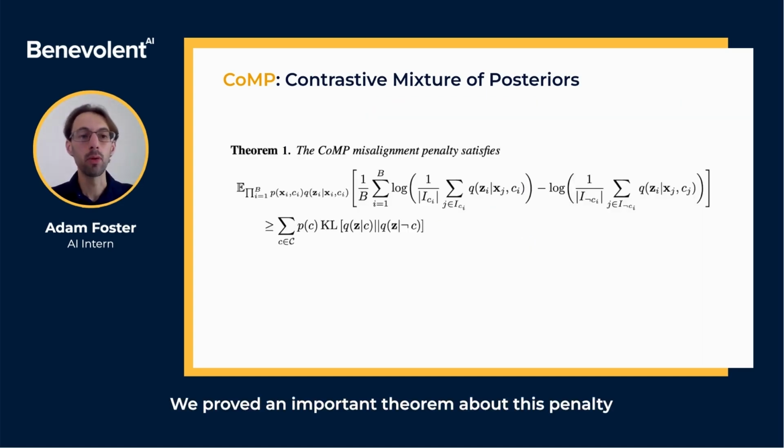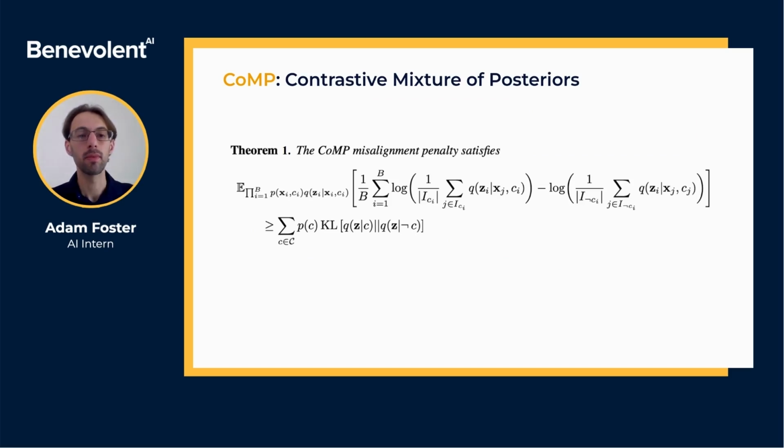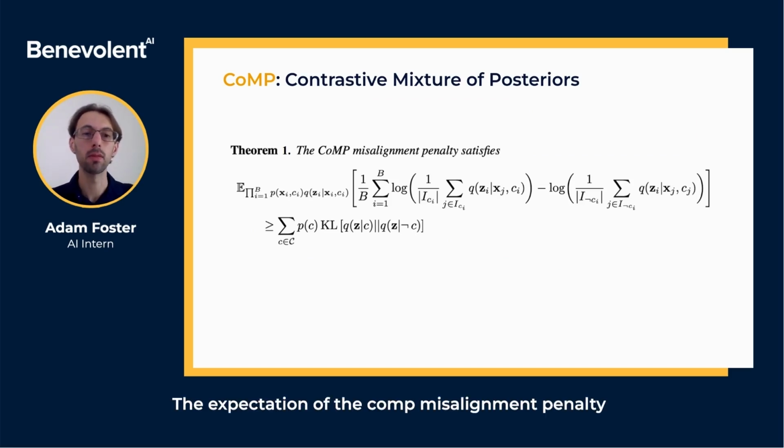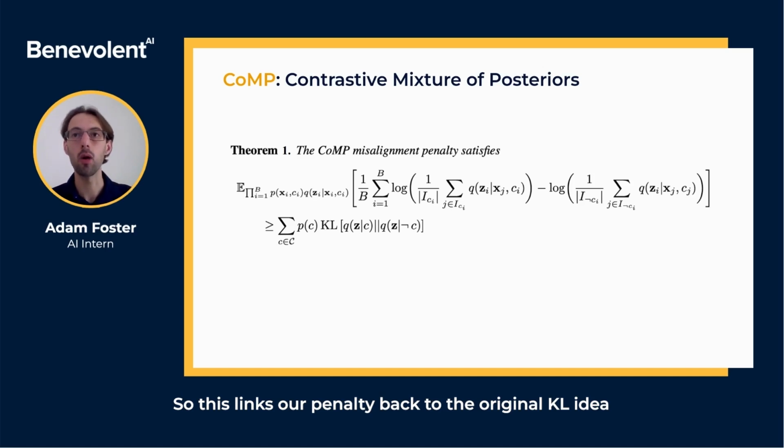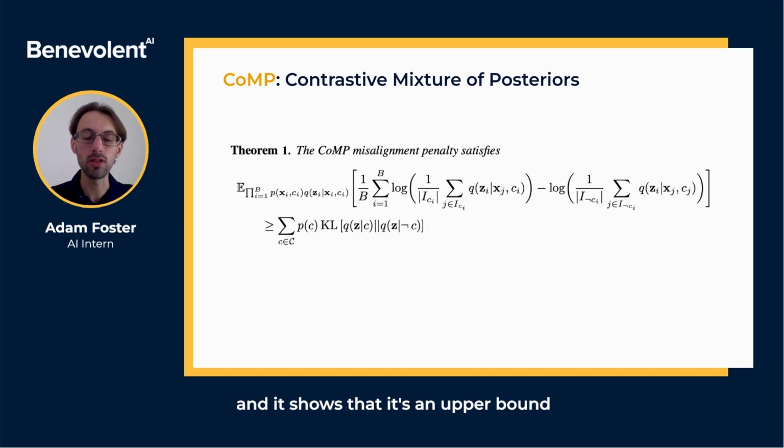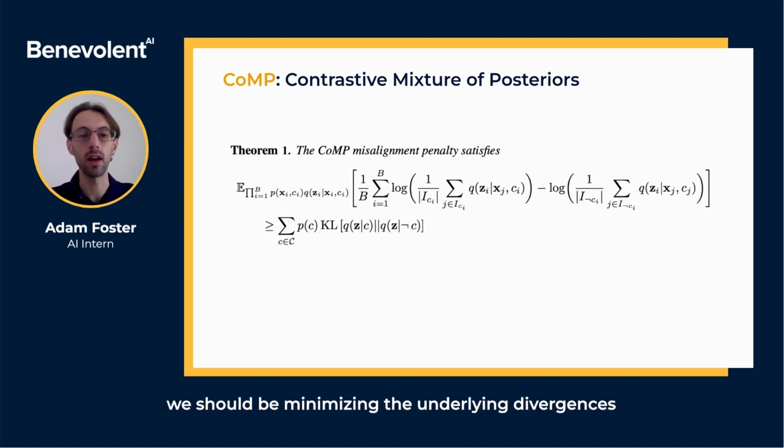We proved an important theorem about this penalty. The expectation of the COMP misalignment penalty is an upper bound on this weighted sum of KL divergences. So this links our penalty back to the original KL idea, and it shows that it's an upper bound. So if we minimize this upper bound, we should be minimizing the underlying divergences.